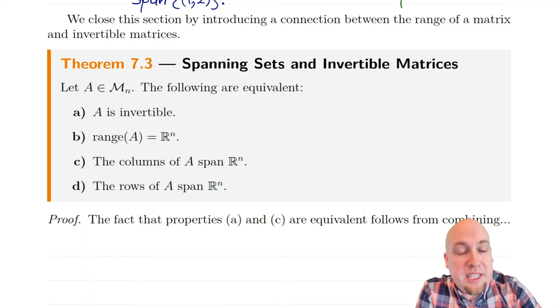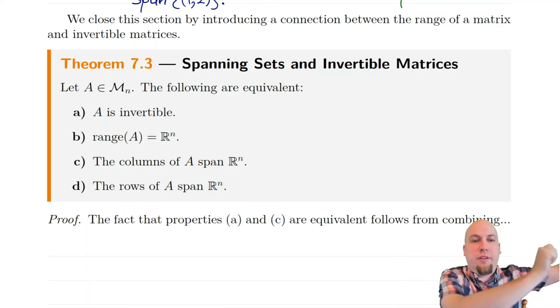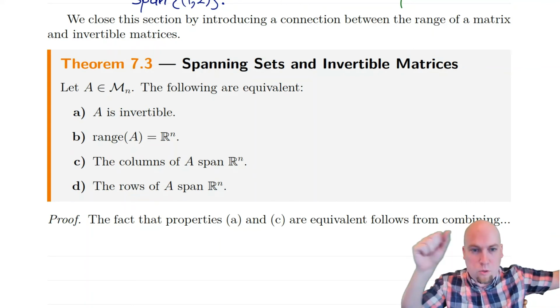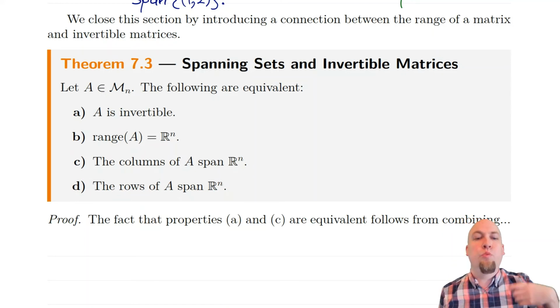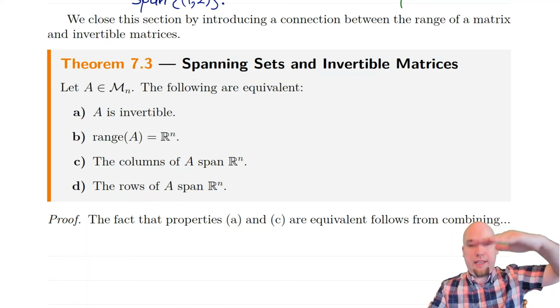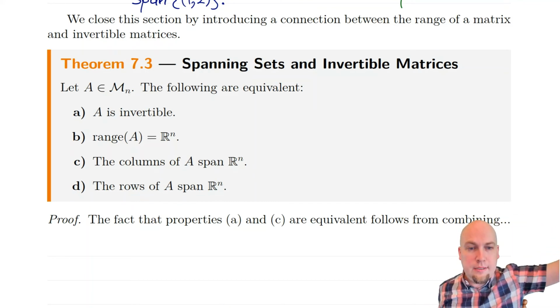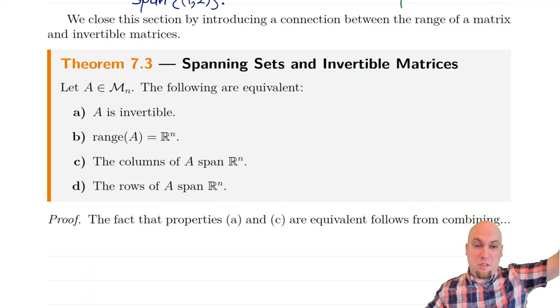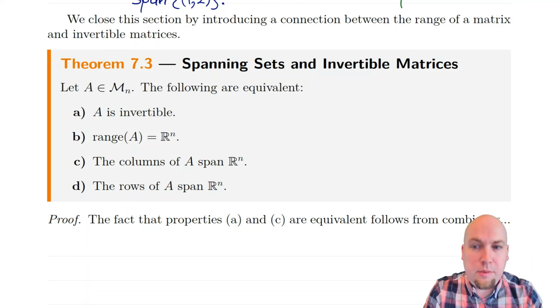In other words, if you take the span of A1, A2, up to An, those columns, then you get all of Rn. You don't get a strict subspace, you just get the whole space Rn. Okay, and that's also equivalent to the same thing happening with the rows of A. If the n different rows of A, if you take their span and you get all of Rn, that matrix is invertible. If you get a strict subspace of Rn, something smaller, then it's not invertible.